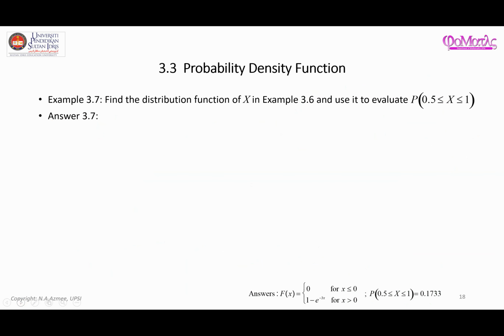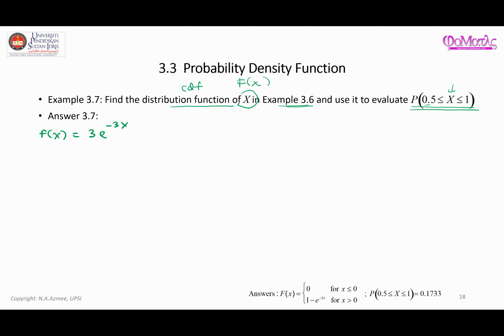Now let's look at this example right here. We're going to find the distribution function of x, that means the CDF, in example 3.6, and use it to evaluate this probability. So we're going to find big F of x, and use it to find the probability of x being between 0.5 and 1. Remember the probability density function in example 3.6 is this one.